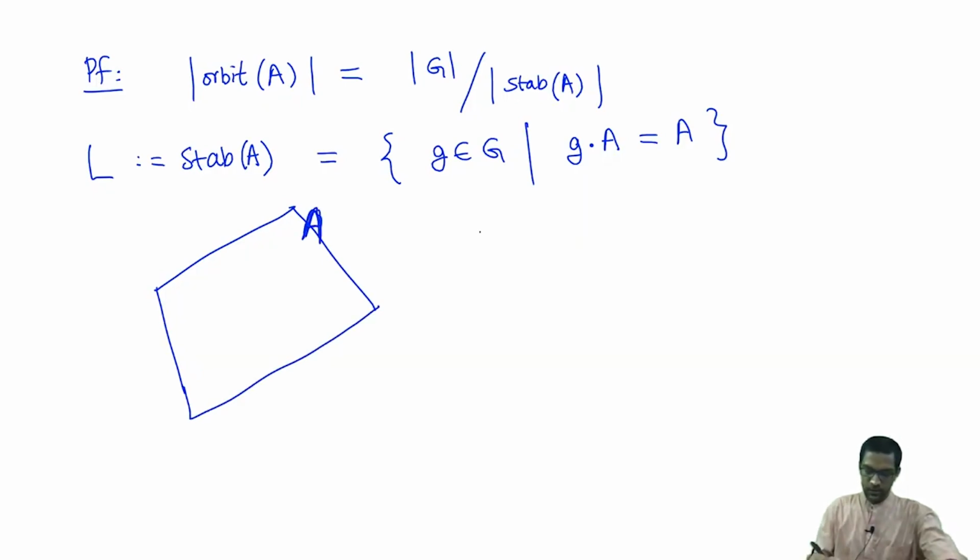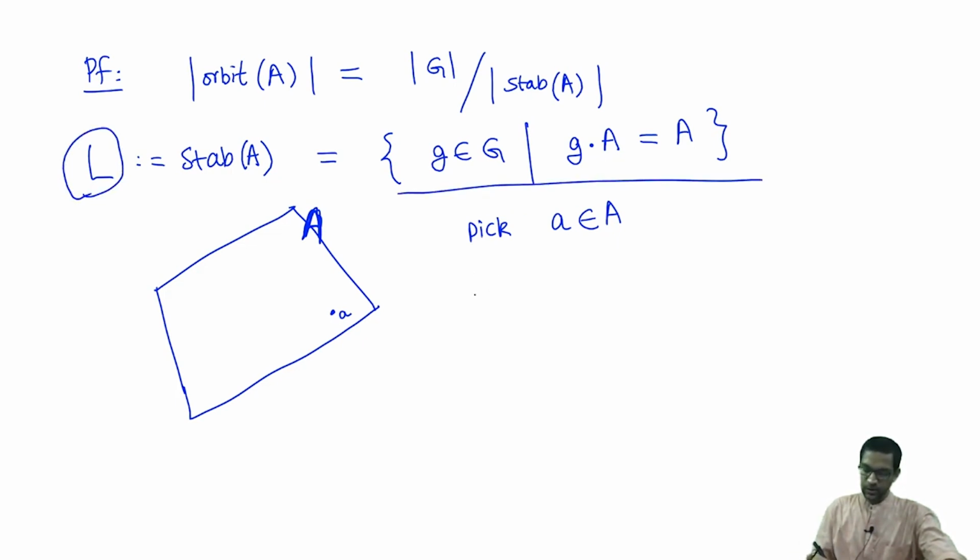Okay, now let's do the following. Let's pick an element A in A. So take some element. So I've taken some element A. Now look at this stabilizer. So what is the stabilizer? The stabilizer is a certain subgroup with this property.